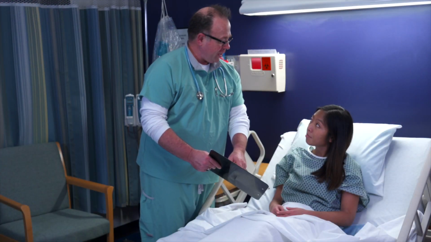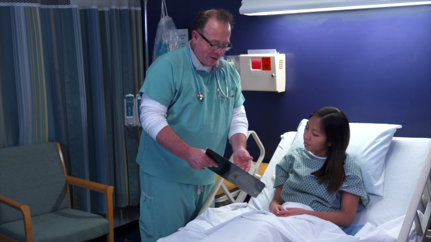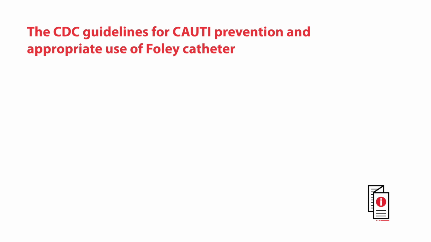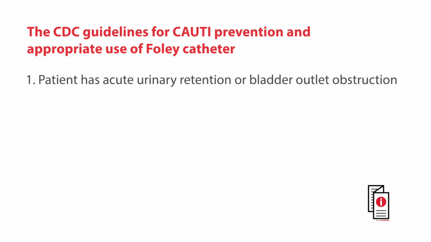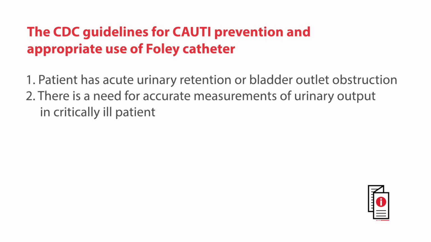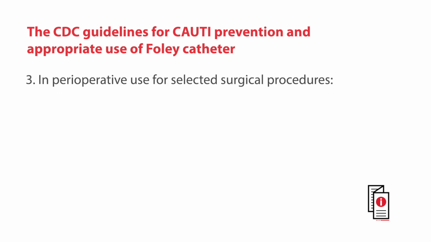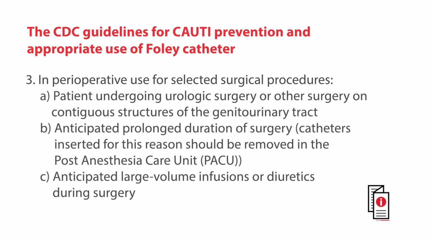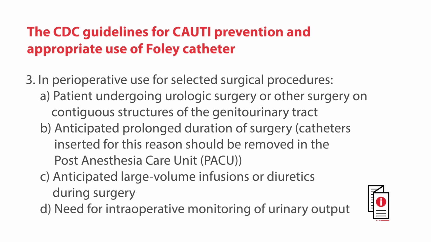First, review the patient's chart to ensure there is an order for catheterization based on the indications we covered in our video segment on indications and alternatives to indwelling catheters. Briefly, examples of acceptable indications include acute urinary retention or bladder outlet obstruction, need for accurate output data for critically ill patients, perioperatively in select procedures including urologic surgeries, prolonged surgeries, when large volume infusions or intraoperative administration of diuretics are anticipated, or when monitoring of intraoperative urine output is necessary.